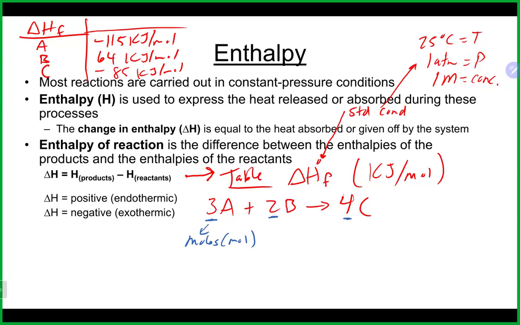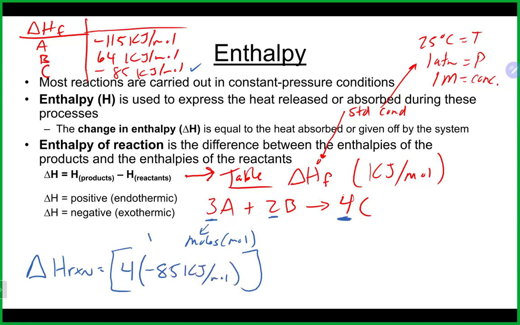So if we were going to calculate the delta H for this reaction that I just made up, we would start with our products. On our product side, we have 4 C. So we're going to take 4 times the value of C from the table, which is minus 85 kilojoules per mole. That takes care of all of our products, since we only have one product in this case. If we had 2 products, we would add the next product, and the next.